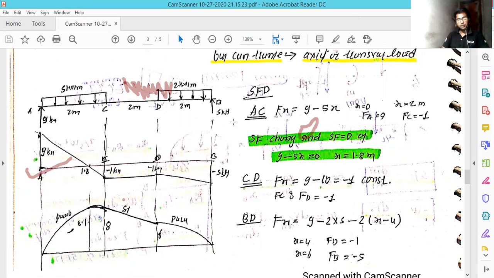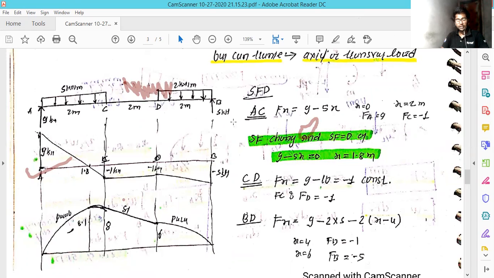Now we want to move from the C point to the D point. There is no need to find out, because we already know that if there is no loading, the shear force will remain constant. At this moment, the force at the C point will be minus 1 kilonewton. So it remains constant till the D point. You can also calculate with the same equation: if you put the value equal to 2, it will give the same value at C and D, where you get constant force.